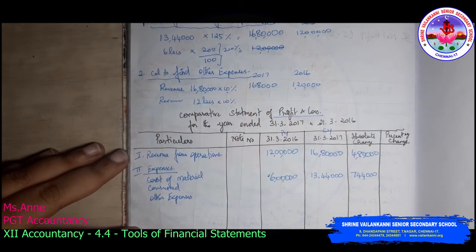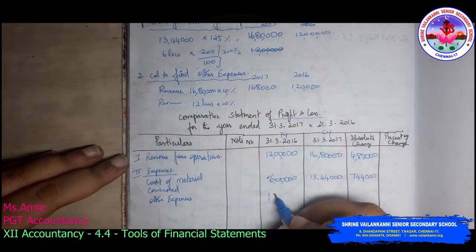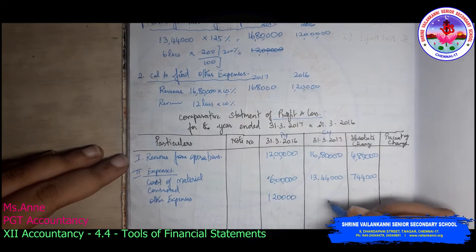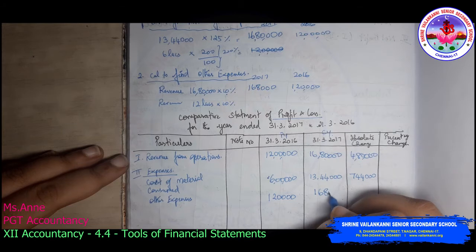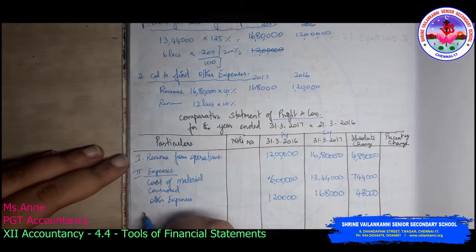Or what is the other expenses? We have found that 2016 it is 1,20,000. 2017 it is 1,68,000. So the difference between the two is 48,000. So profits, there is tax, so profit before tax.